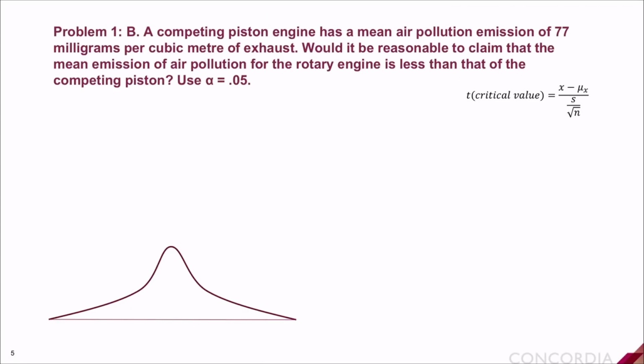B. A competing piston engine has a mean air pollution emission of 77 milligrams per cubic meter of exhaust. Would it be reasonable to claim that the mean emission of air pollution for the rotary engine is less than that of the competing piston, using an alpha of 0.05?